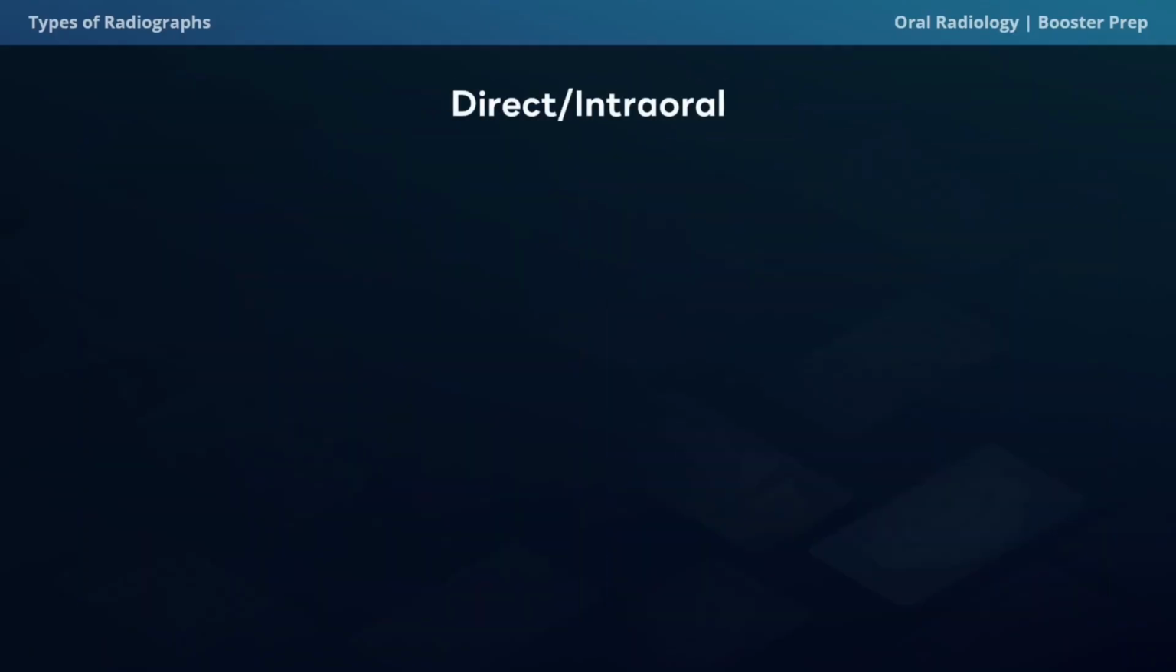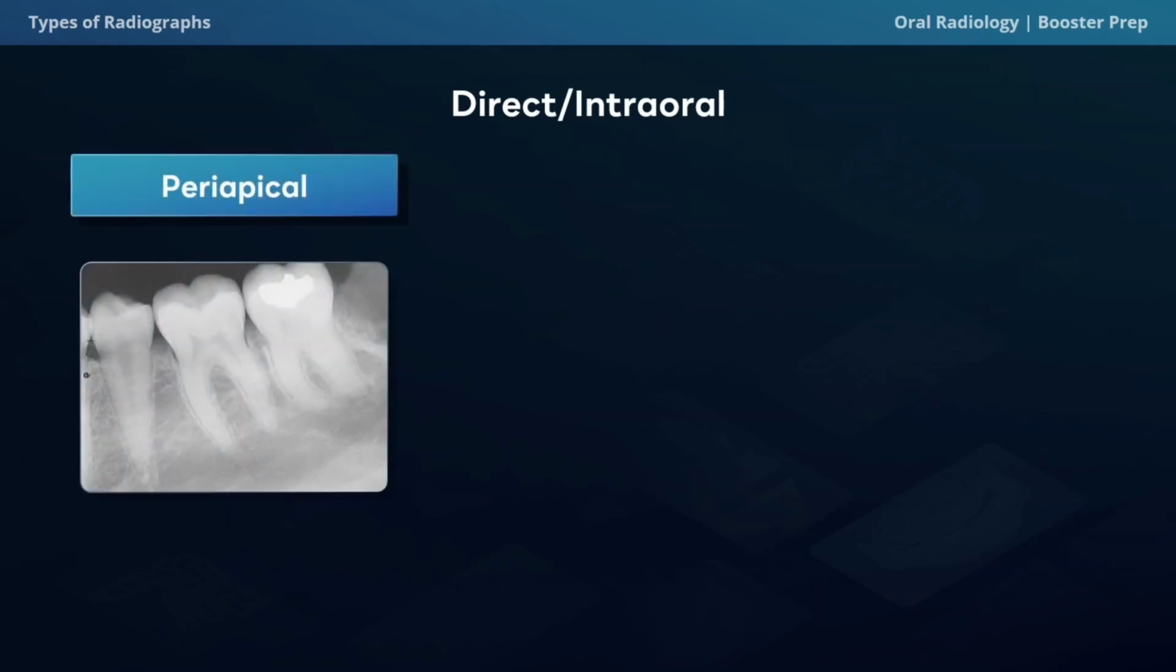All right, let's go over our direct and intraoral x-rays again. The first one is the periapical, and this one captures the entire tooth, including the root apices. It's super helpful for detecting caries in the front teeth, and it's also important for checking out the root structure, the surrounding bone, and any other possible pathologies that can exist around the tooth's root.